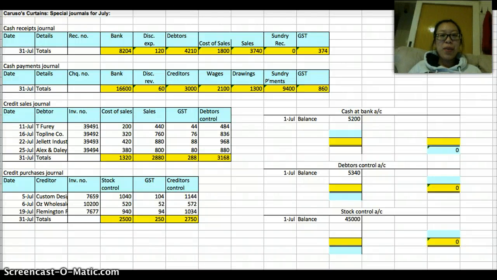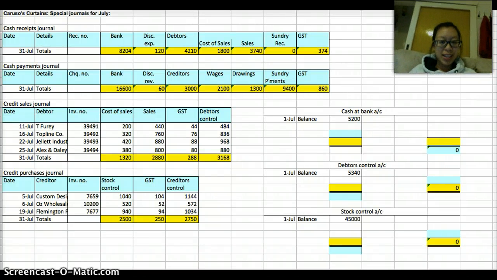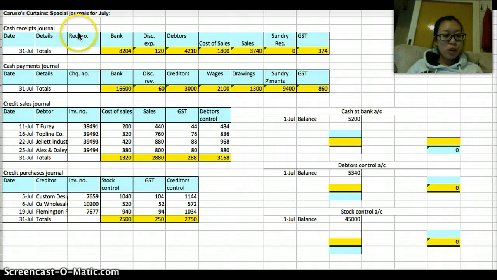Hello everyone, today we're going to practice working with some ledgers. So here we have 4 journals: the cash receipts journal, cash payments journal, sales journal and purchases journal. We're going to post the recordings into our ledgers: the cash at bank ledger, debtors control ledger and stock control ledger. So let's do the cash at bank first.